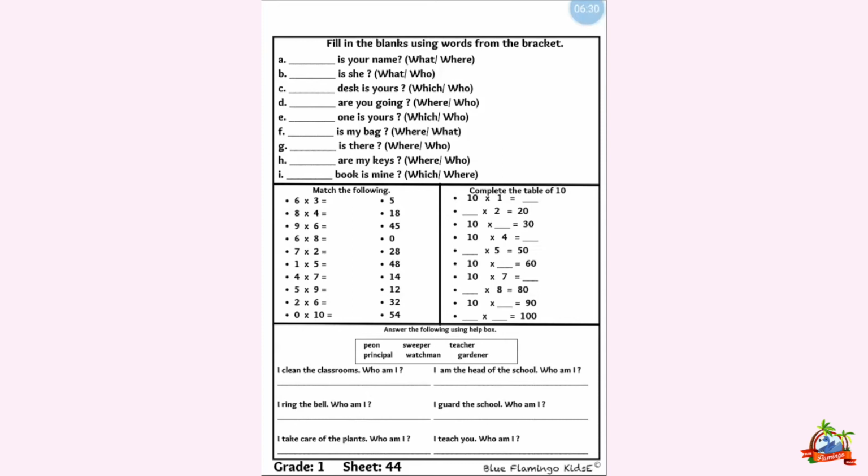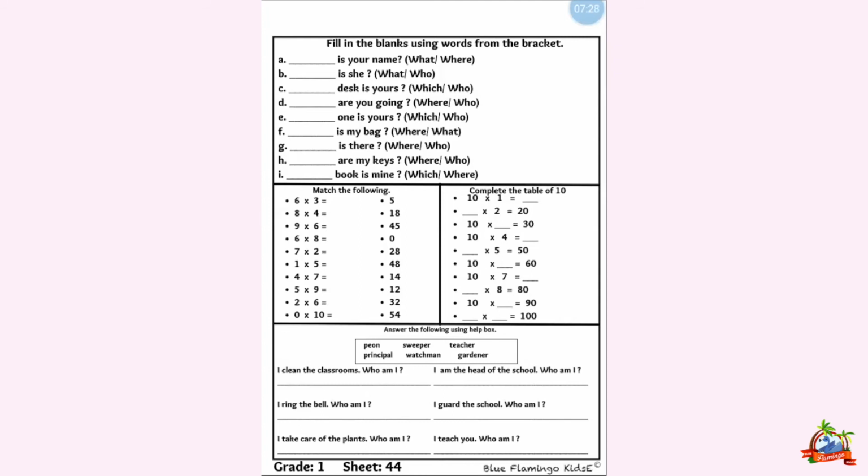3 10s are 30. Now the table of 4. 4 1s are 4. 4 2s are 8. 4 3s are 12. 4 4s are 16. 4 5s are 20. 4 6s are 24. 4 7s are 28. 4 8s are 32. 4 9s are 36. 4 10s are 40.